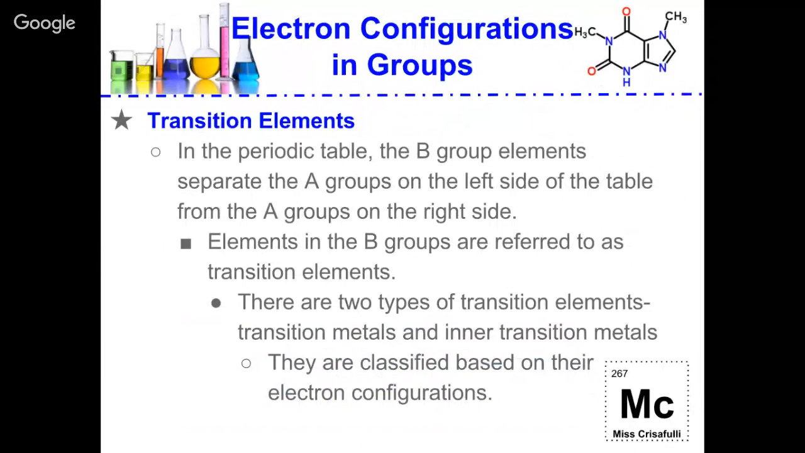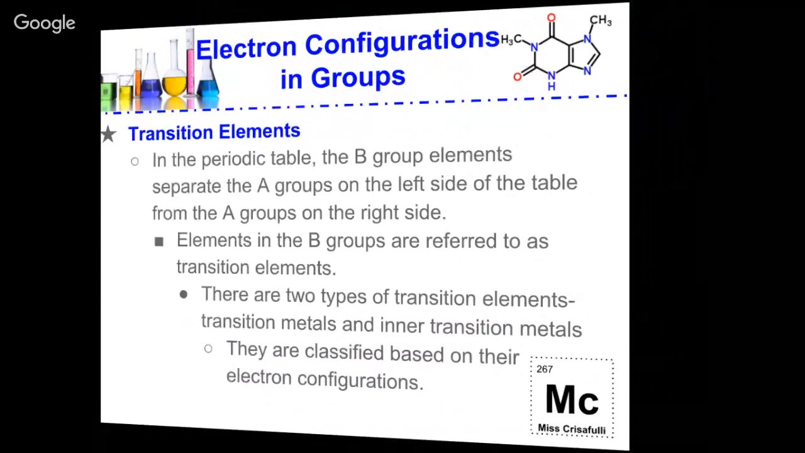So now let's talk about the transition elements. In the periodic table, the B group elements separate the A group on the left side from the A group on the right side. And the B group elements are referred to as the transition elements. There are 2 types of transition elements, the transition metals and the inner transition metals, and these are classified based on their electron configurations.